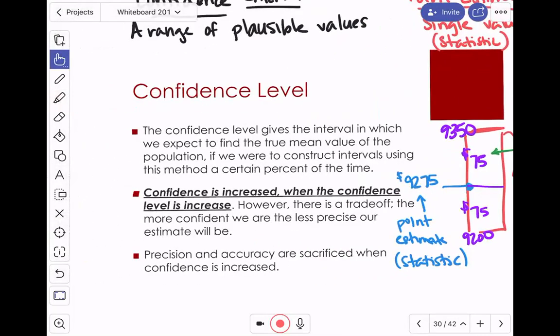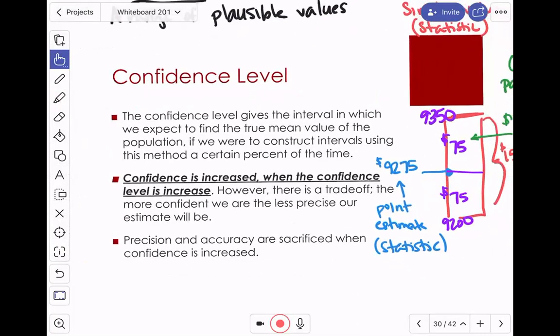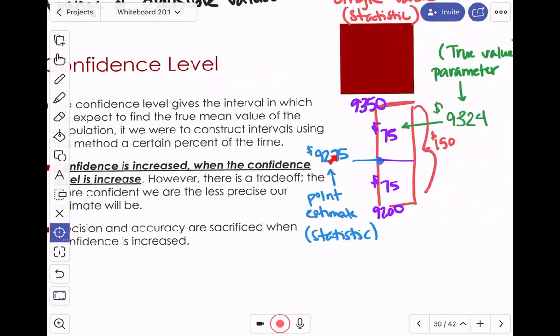All right. The confidence level gives the interval in which we expect to find the true mean value if we use this method a whole bunch of times, or a certain percent of the time. So if I played this game 100 times and I was 95% confident, that means when I played this game 100 times, I'm going to stop this value at different spots. Maybe 100 different numbers, by the way. Some may be the exact same, but you may have 100 different numbers. If I am 95% confident, and we say 95 because that is generally the default confidence level, that means I will capture the true value 95% of the time.